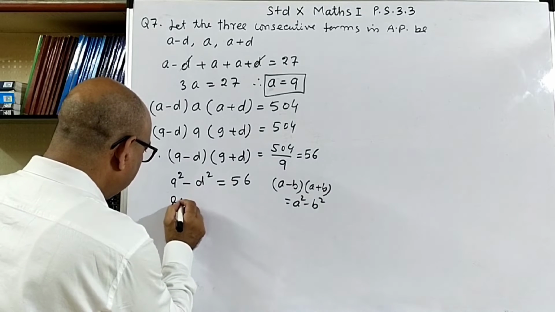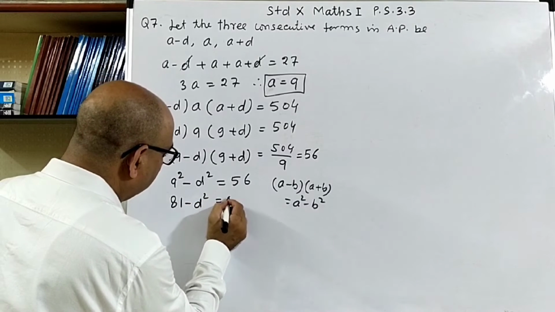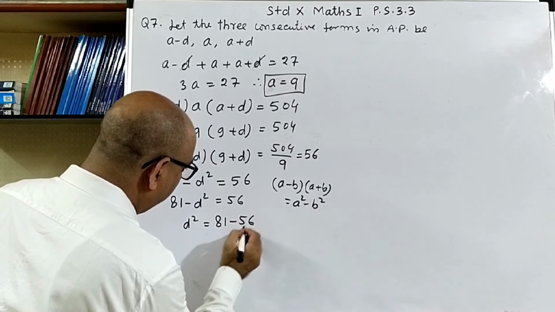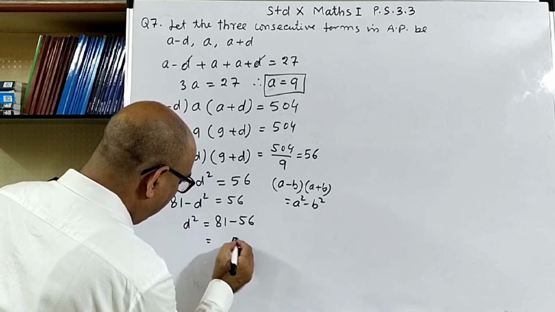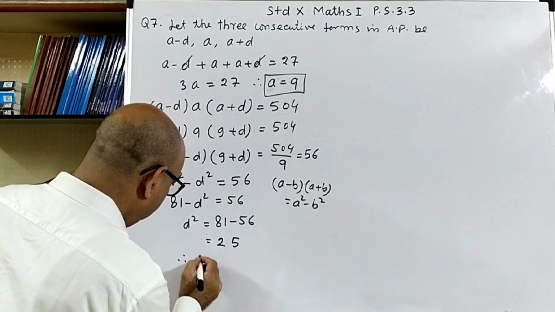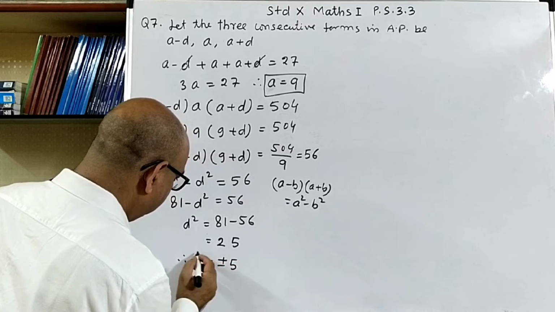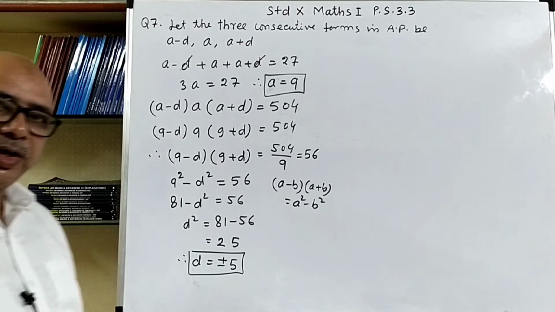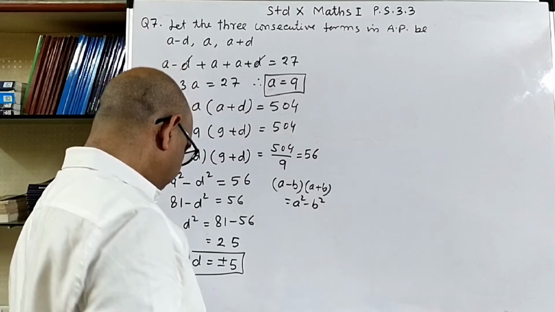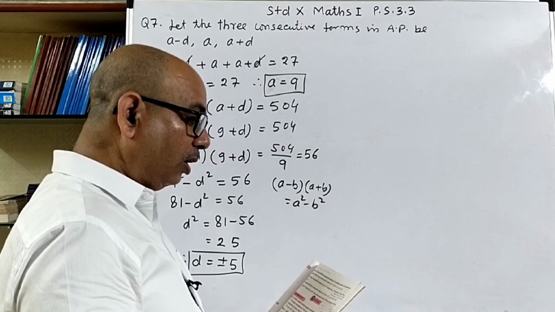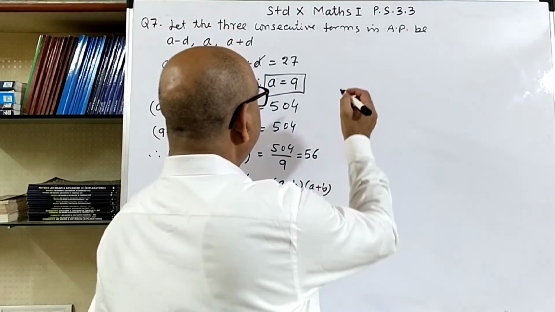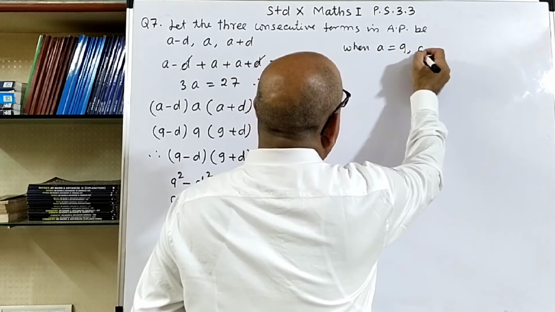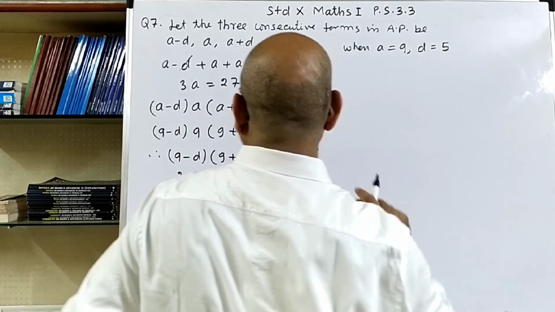9 square is 81, minus D square is equal to 56. That means D square is equal to 81 minus 56, that is 25. Therefore, D is equal to plus minus 5. We got the value of A and D. Let's find out the required series. Question is, find the terms when A is equal to 9. When A is equal to 9 and D is equal to 5.